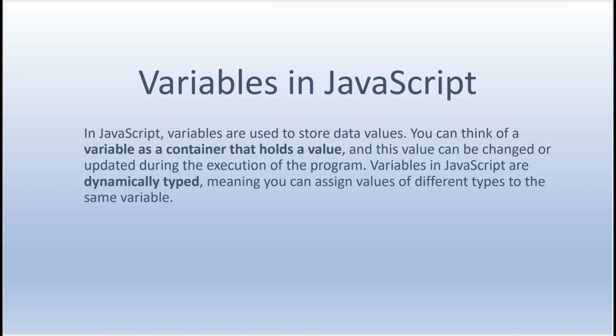Ever pondered the intricacies of variables in JavaScript? These fundamental building blocks of coding have more layers than you might think. To start, a variable is a container holding a value, which can be altered or updated throughout the execution of the program. Variables in JavaScript are dynamically typed, meaning you can assign values of different types to the same variable.